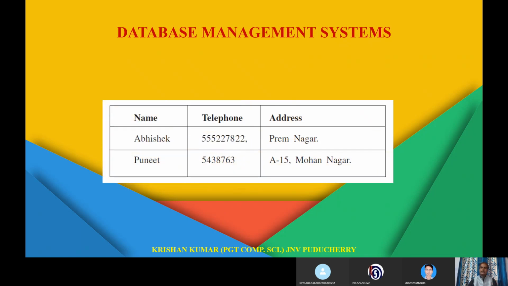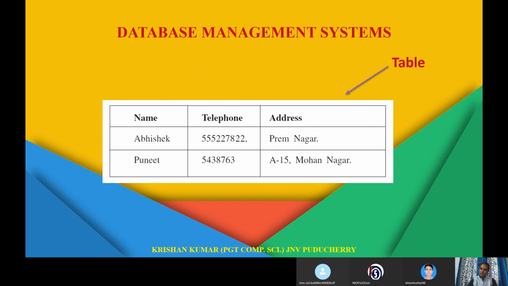Now, see, this is another example of a table where I have stored some of the data with heading name. All the names are there. Telephone, all the telephone numbers are there. Address, all the addresses are available here. See, all the data is meaningful. In the column of name, we are not writing telephone number, and in the column of telephone number, we are not writing address. So uniqueness is there. Each information is related to the particular column only.